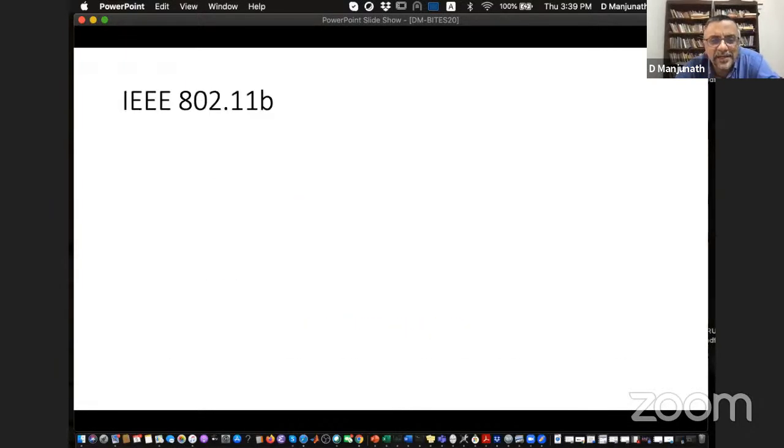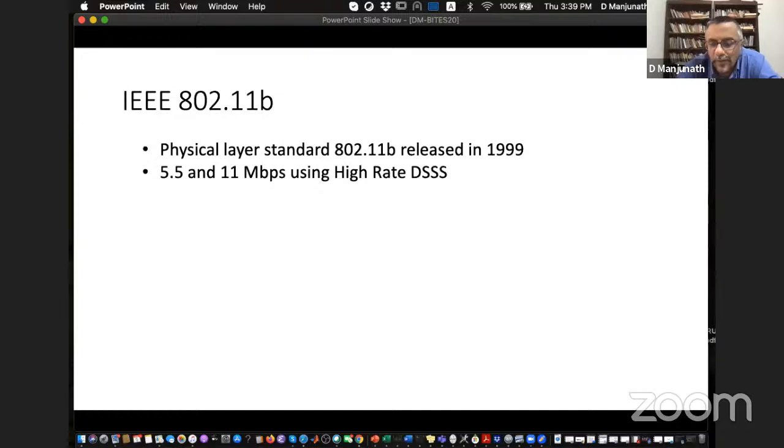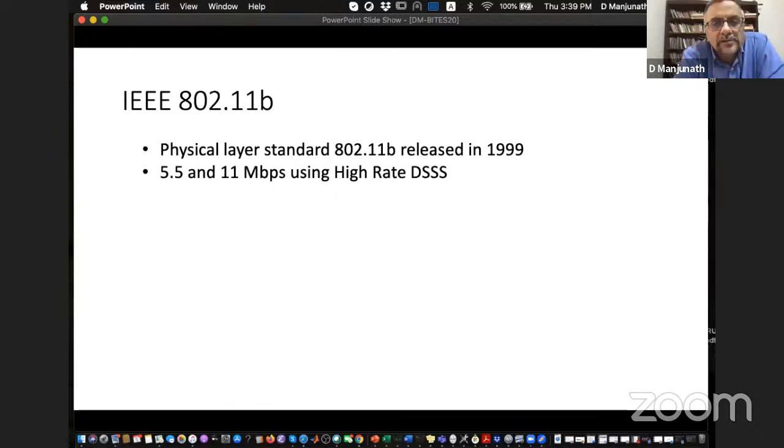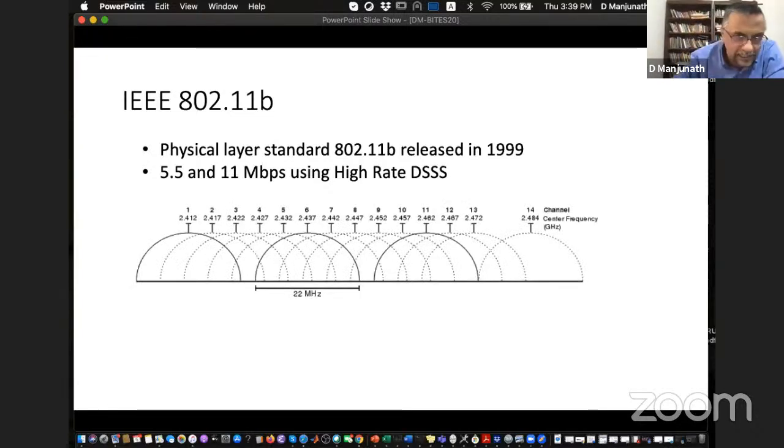I'll skip this part, and these are pictures for that. What is important here is that after the basic one, there was a standard called 802.11b. This was released in 1999. From 2 megabits per second, we moved to 5.5 and 11 megabits per second using high rate direct sequence spread spectrum. I've just told you what spread spectrum is, and the same thing is done here.